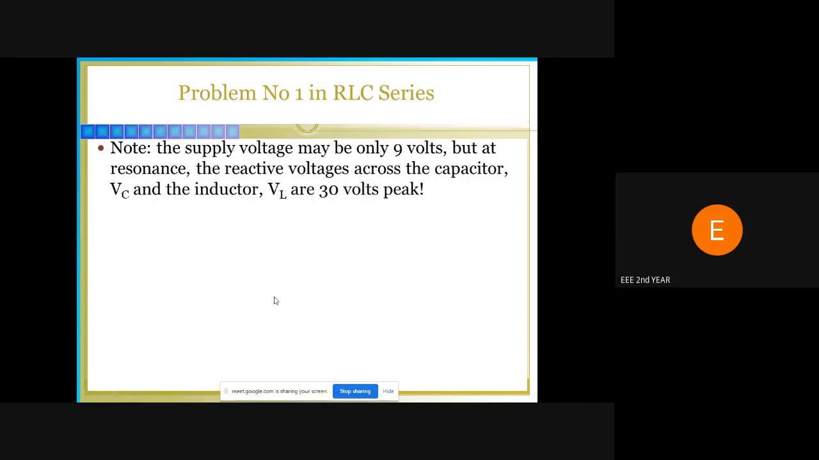So in this case, the supply voltage may be only 9 volt, but the resonance will be varied one. So the reactive voltage across the capacitor VC and the inductor VL are 30 volts in peak.